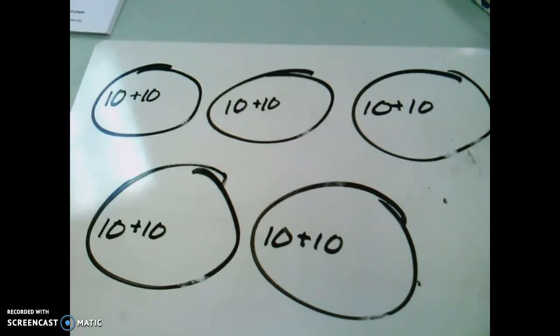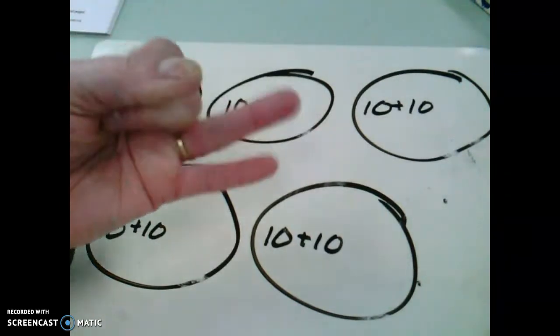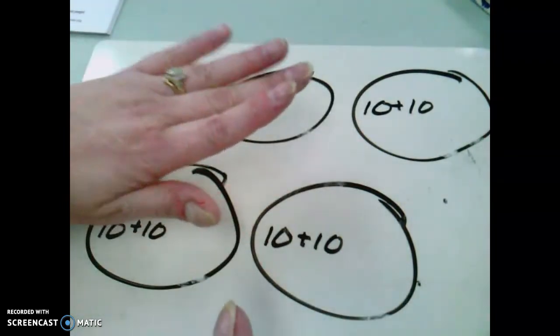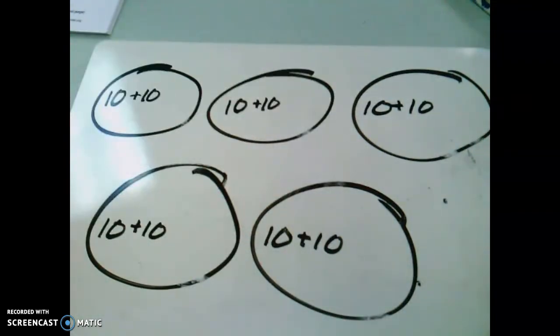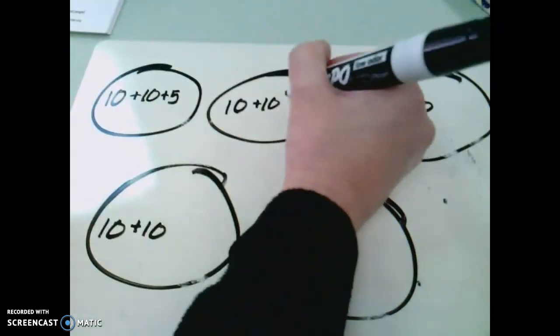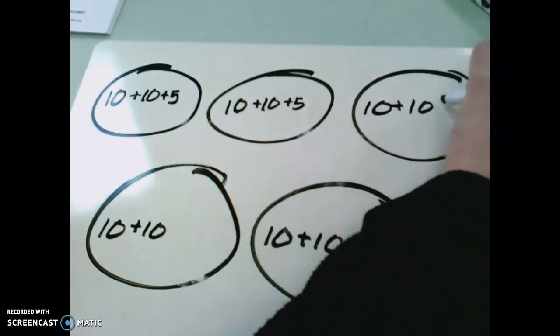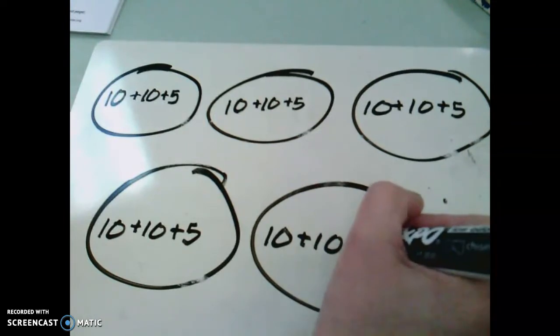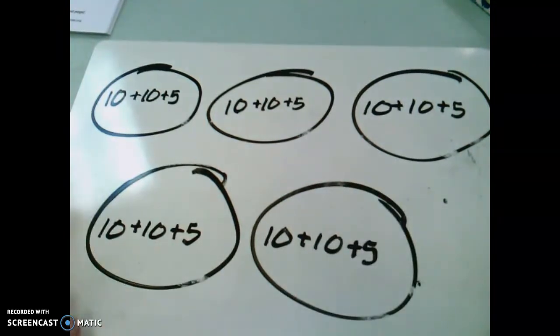Let's see, I have 5 teams. Let's see, I know that 30 ends in a 0, so let's see how many 5s are in 30. So 5, 10, 15, 20, 25, 30. There's 6. Well, let's try that. So let's go plus 5, plus 5, plus 5, plus 5, and plus 5. So now I have 25 in each one.